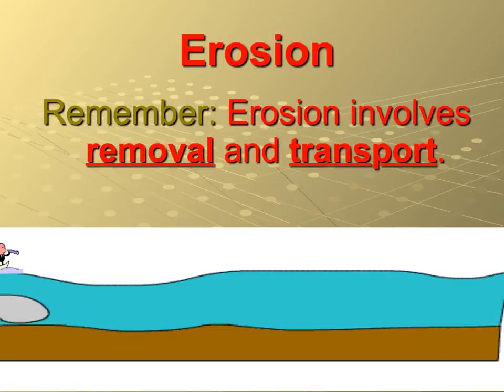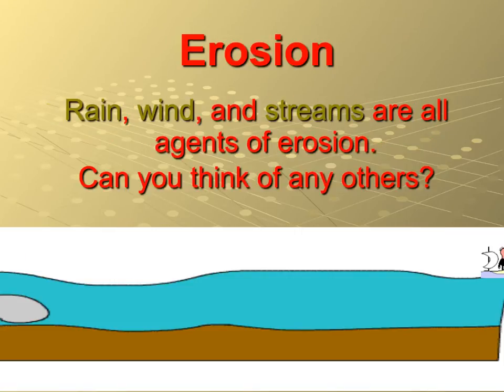So keep this in mind. Weathering is the breaking down or the destruction, either chemically or mechanically, into smaller pieces. Erosion involves the removal and transport. I like to think of erosion as escaping. It's going to go somewhere else. Wind, rain, streams, these are things that cause erosion. Can you think of some others? Perhaps gravity? Anything else you can think of?